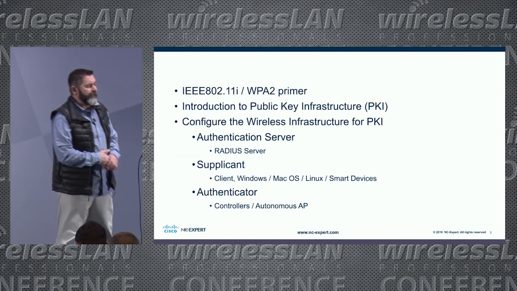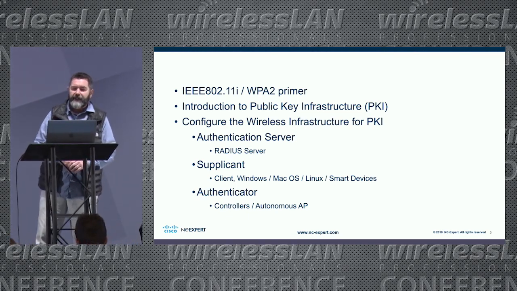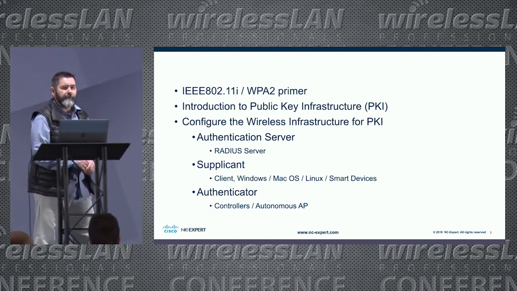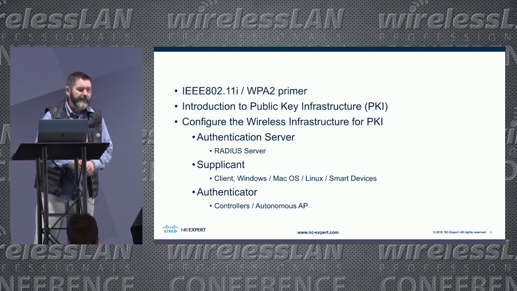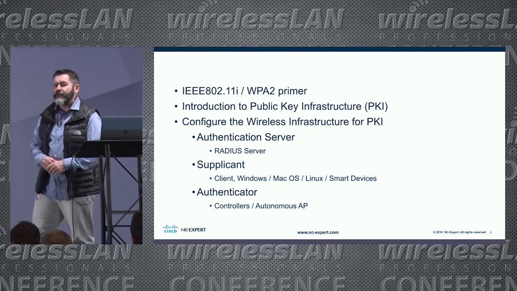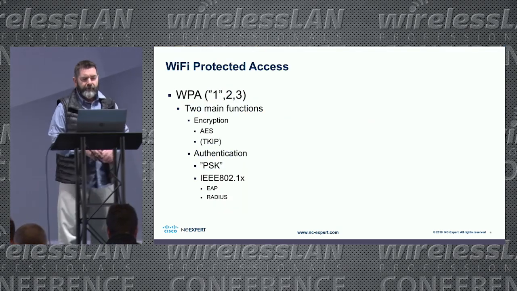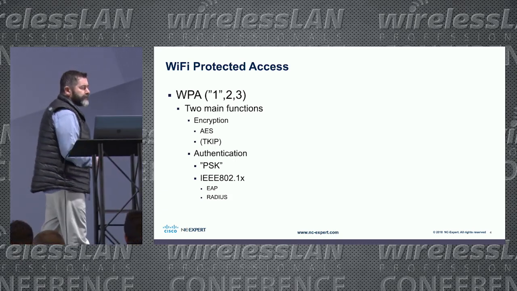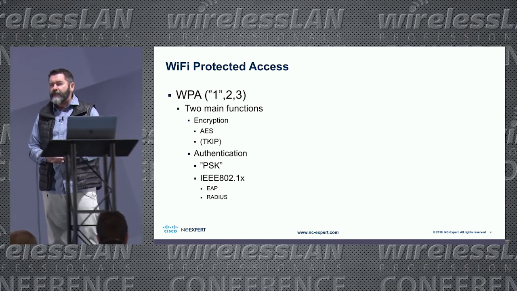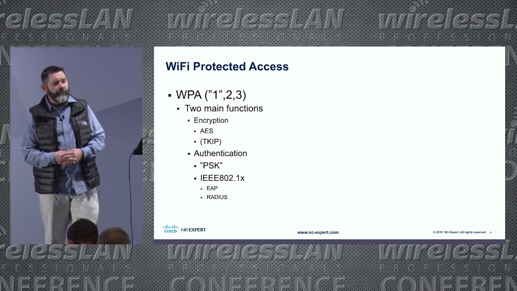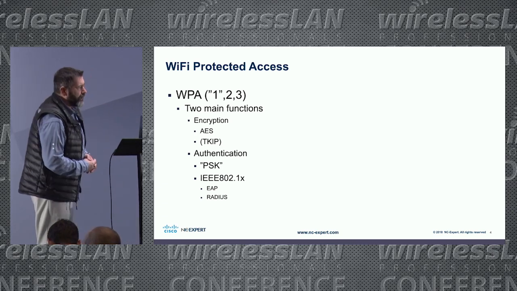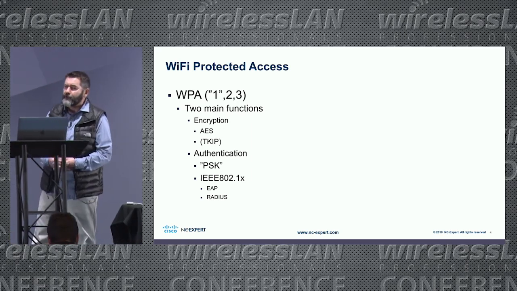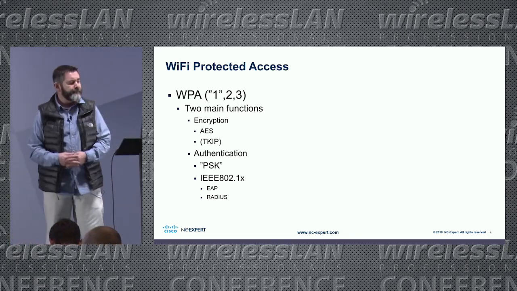So a run on the 11i WPA2 primer, a quick introduction to public key infrastructure, and then some pointers on what to do when we're dealing with PKIs and certificates in general. So with WPA, Wi-Fi Protected Access, we have 2 main functions. We have encryption, we have authentication. When we're dealing with certificates, when we're dealing with PKI, we are focusing on the authentication part. So instead of using, say, a shared secret, a username and password, we'll be using a certificate in this case.